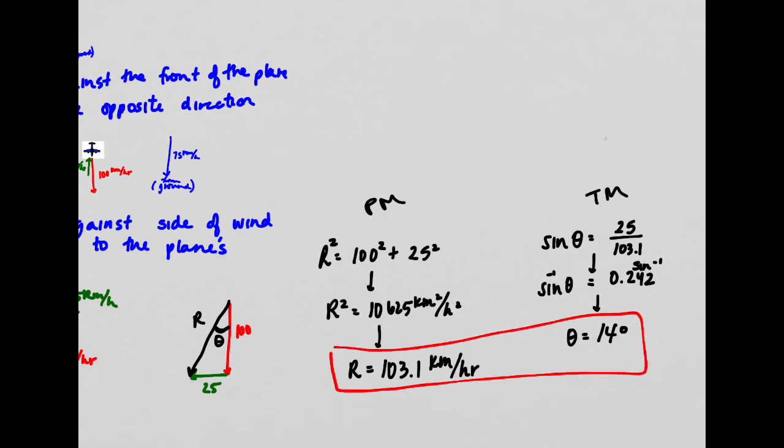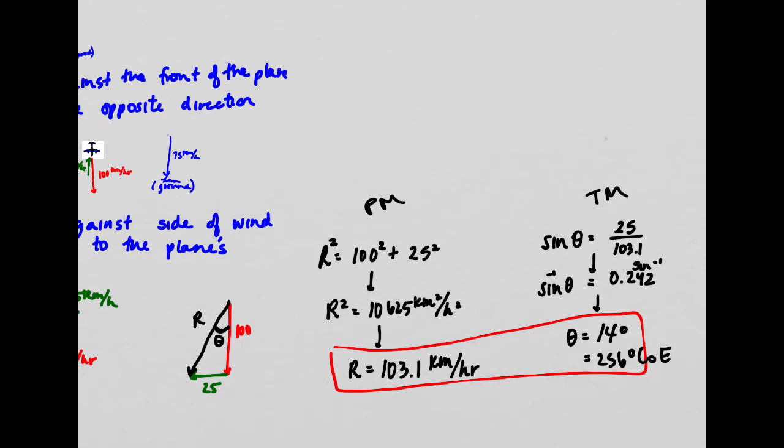plane is traveling 103.1 kilometers per hour in a, well, theta is 14, so it would be 270 minus 14. So the direction that it's traveling would be 256 degrees counterclockwise of east. So, sorry, let me start over. The plane is traveling at 103.1 kilometers per hour in a 256-degree counterclockwise of east direction relative to the ground.